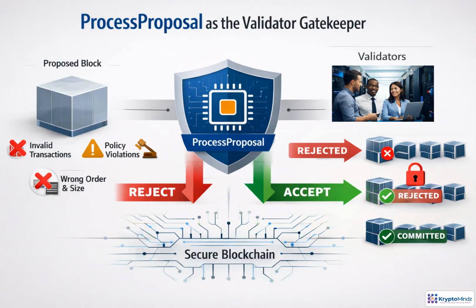Process proposal is where validators stop a bad block before voting on it. Each validator independently checks that the proposal follows consensus rules and the application's mandatory policies. That can include transaction validity, ordering requirements, forbidden message combinations, block size, gas limits, and protocol constraints. The central requirement is determinism. Honest validators must reach the same accept or reject decision from the same proposal. If the proposal fails any required gate, the safe response is reject.